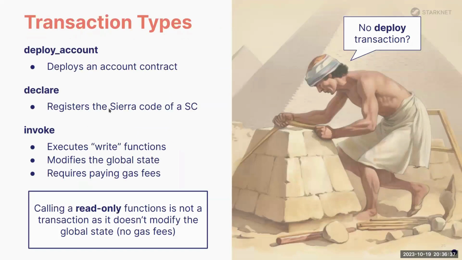Declare: when you want to deploy your contract onto the network, you have to declare first, which is going to register the blueprint of your contract, right? And generate a class hash for you. And once you get the class hash, you can use it to deploy your contract. And once you deploy, you can start invoking functions on your contract.